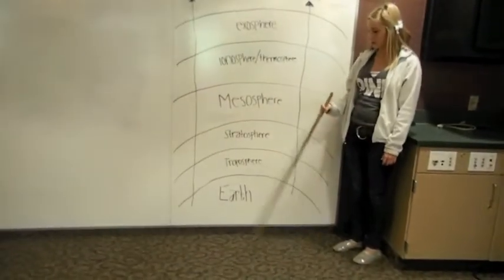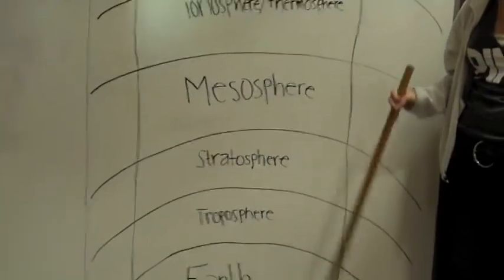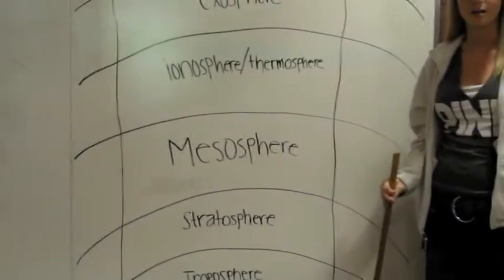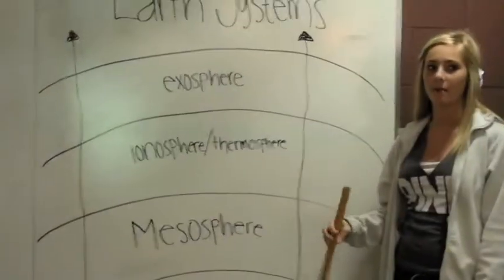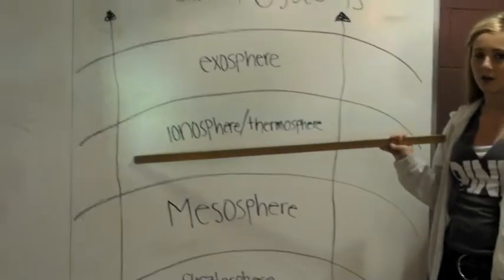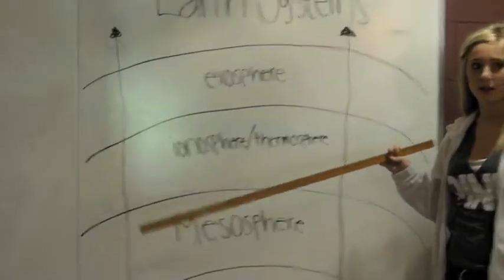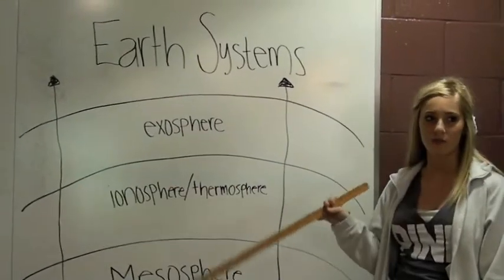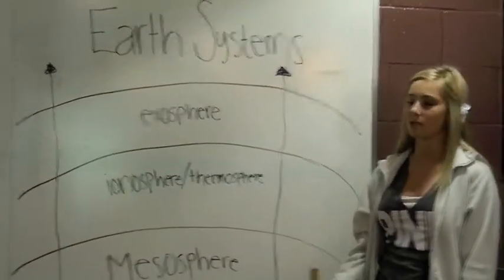The troposphere is where our weather and clouds are at. The stratosphere is where the planes fly. The mesosphere is our ozone layer and where meteors melt. Ionosphere and thermosphere, it reflects radio waves back to Earth. And the exosphere is where satellites orbit.